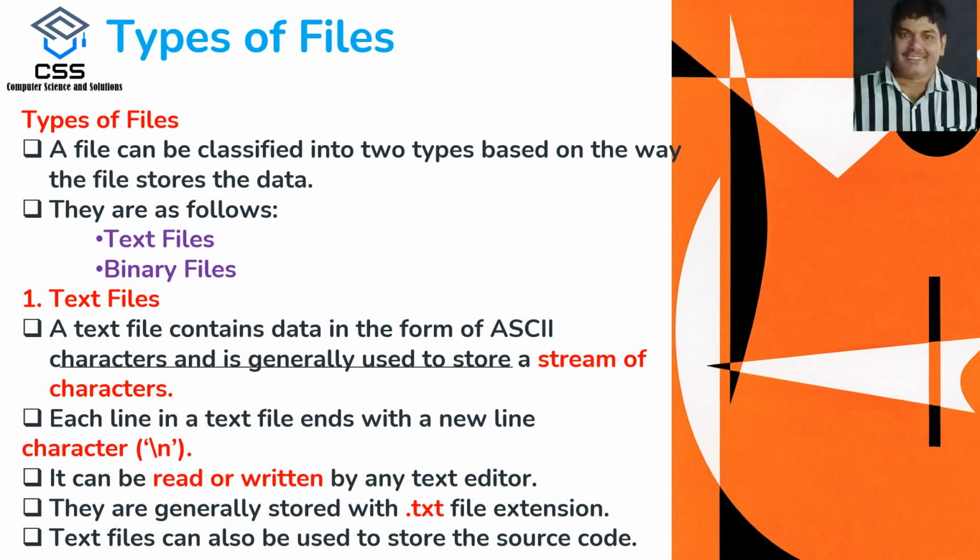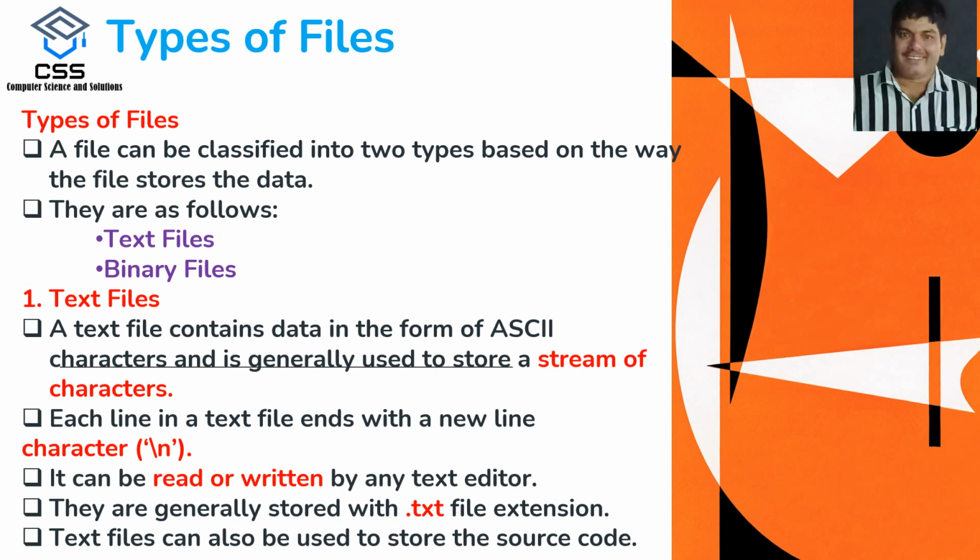In a text file, the end of the line is represented by \n, but in the binary file, or in binary mode, there is no end of the line. So these are the basic differences. And again, the text mode file has the extension .txt, whereas the binary mode file has the extension .bin. In this way, the text files differ from the binary mode files.